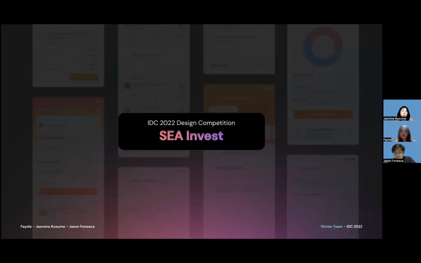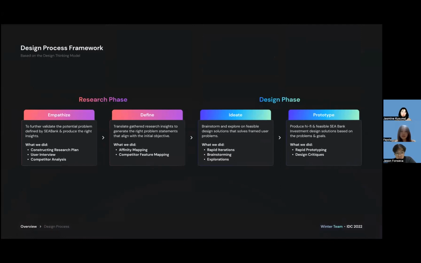We are Winter team proposing SeaBank's investment feature. We use a design thinking-based methodology framework, research where we conduct user interviews and competitor analysis, then framing insight by affinity mapping. Afterwards, we ideate by brainstorming and exploring feasible design concepts through rapid iteration and hi-fi prototyping.